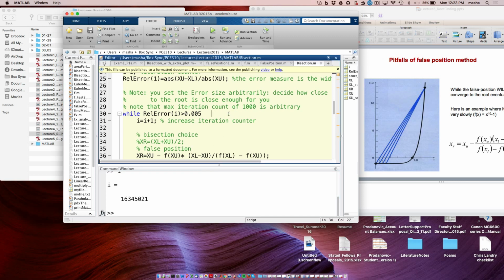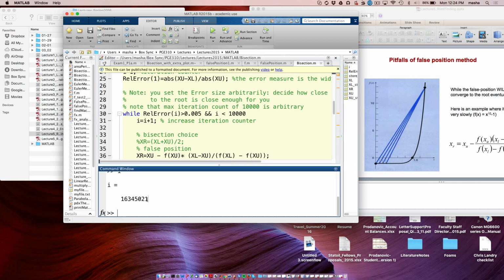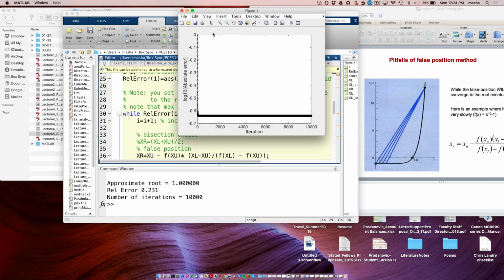I'm going to put it back here. And maybe not 10, but let's give it at least 10,000, right? There we go. So I see even if I let it go to 10,000, my relative error didn't improve.